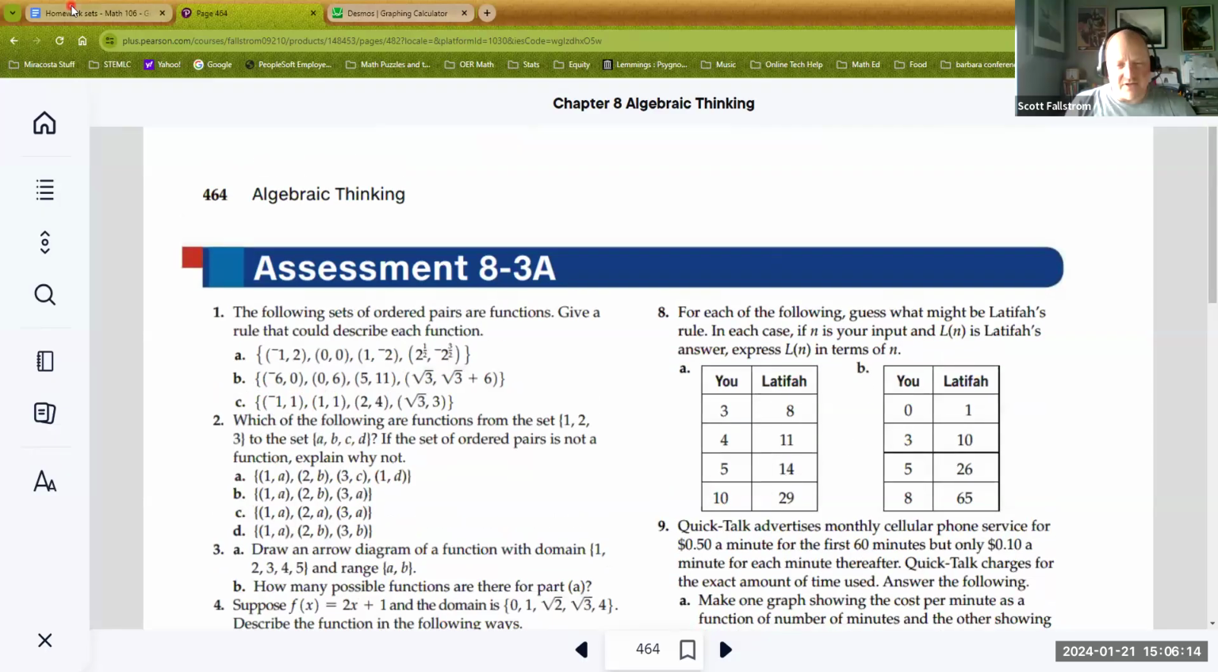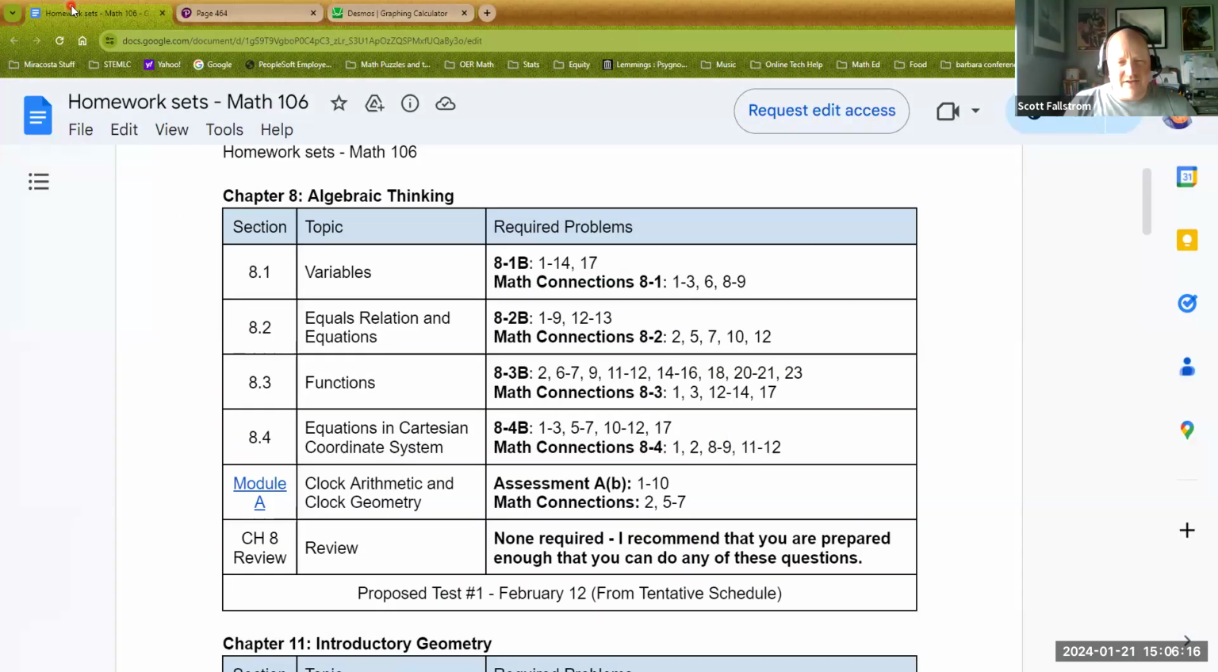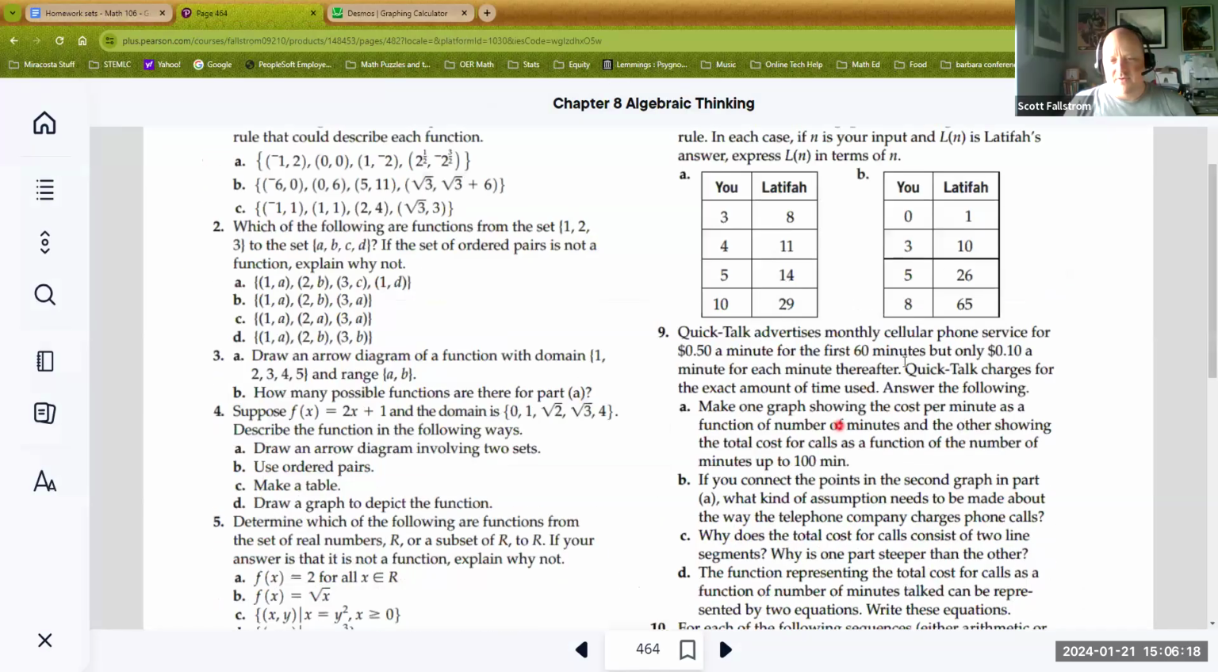Let's see here. What else do we have? 1 through 7, 9, and then skip 10. Okay, so Quick Talk advertises 50 cents a minute for the first 60 minutes, but only 10 cents a minute for each minute thereafter.